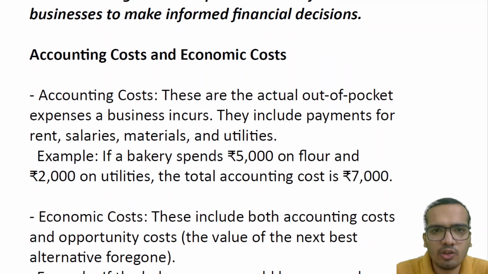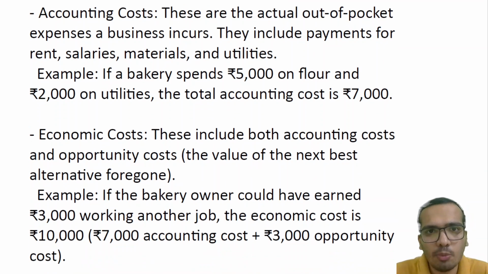So first, accounting cost. These are the actual out of pocket expenses a business incurs. They include payment for rent, salaries, material and utilities. Example, if a bakery spends rupees 5000 on flour and rupees 2000 on utility, the total accounting cost is rupees 7000.